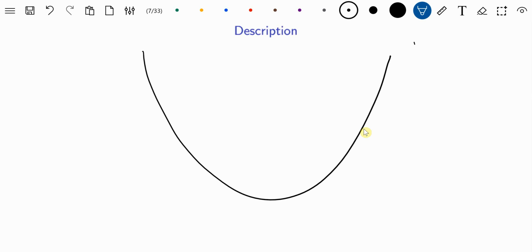So let's use a diagram to explain this. Suppose you have a function f, and you want to minimize the function, say you want to go to here, but you started somewhere here.